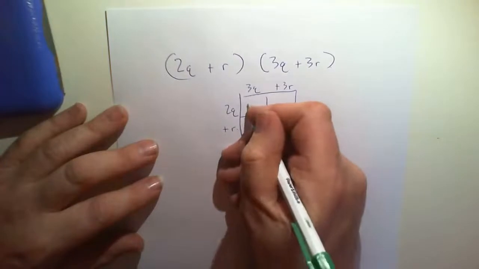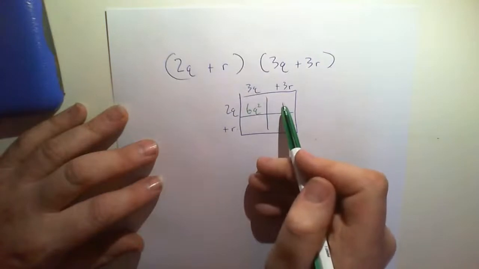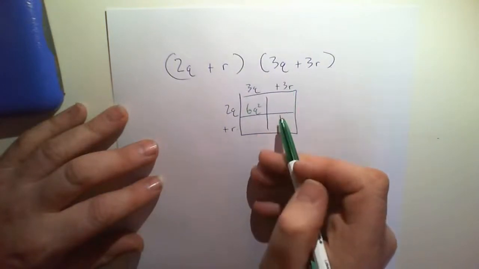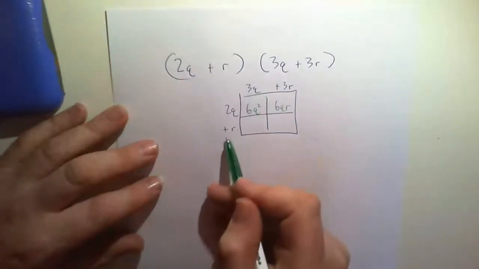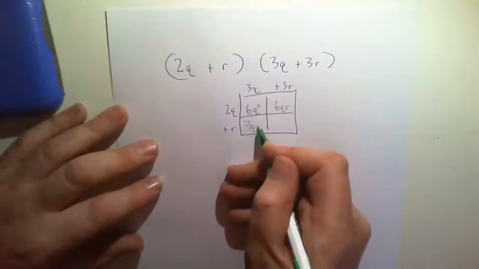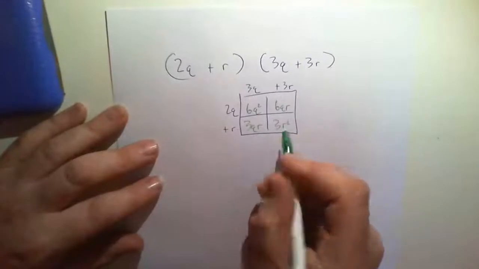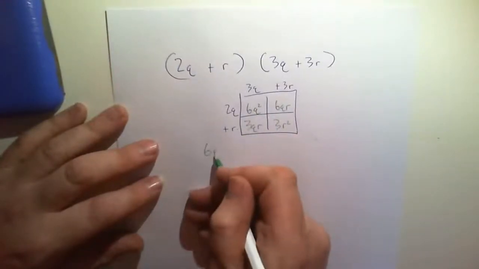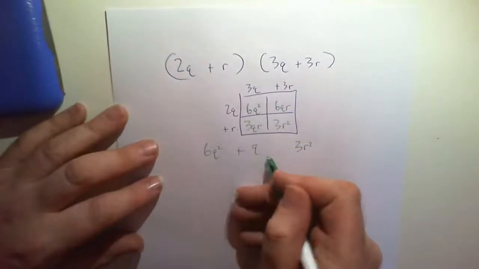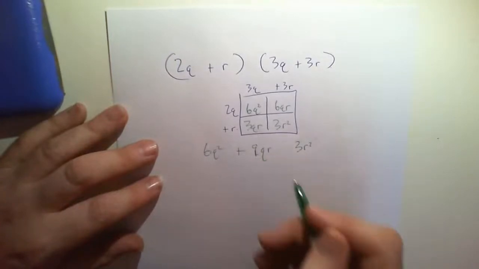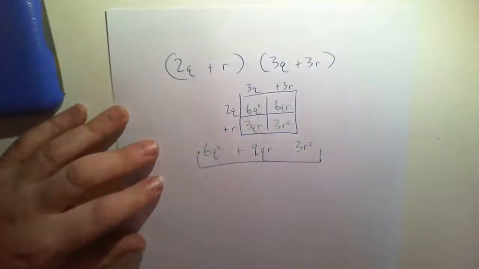2 times 3 is 6. q times q is q squared. Row 2q, column 3r. 2 times 3 is 6qr. 3q times r, 3qr. r times 3r, 3r squared. We're back to the situation where top left and bottom right, we can't do anything, but we can add the diagonal. Plus 9qr, sorry, that's 9qr. So there you have it. Nice little expression done. Okay, so try another one.